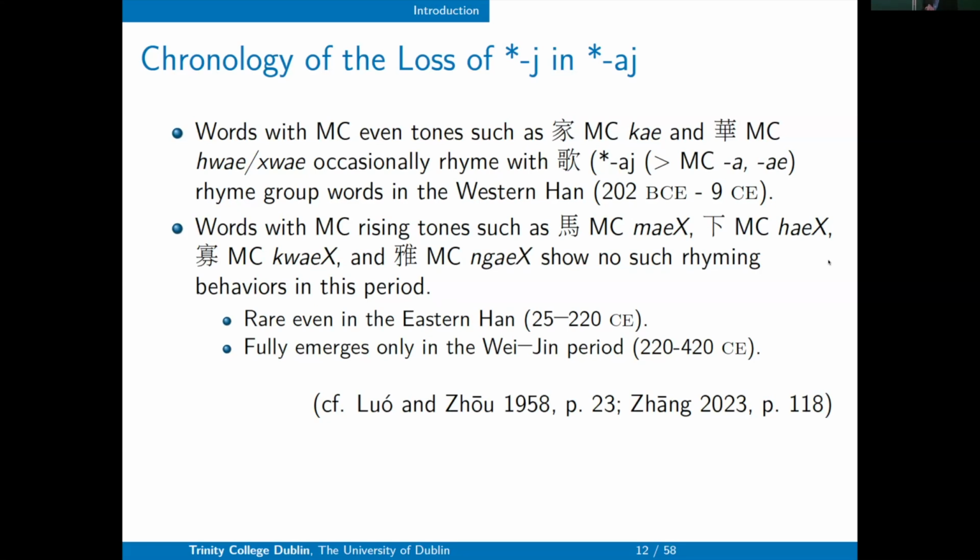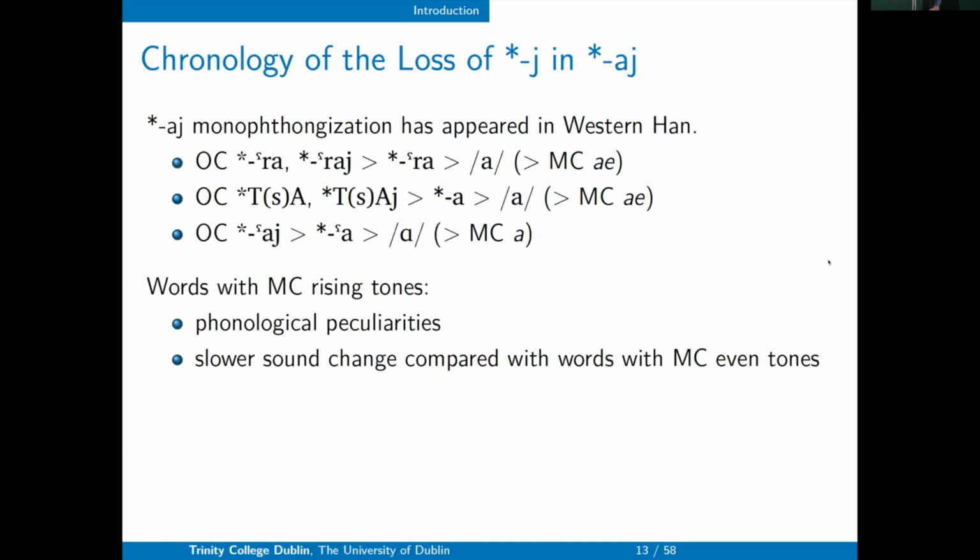However, those words with Middle Chinese rising tones, such as ma, xia, gua, and ya, didn't have such rhyming behaviors in the Western Han, and even rare in the Eastern Han. And its full merger has been seen in the Wei Jin period. So from this information, we can get that the I monophthongization has appeared in Western Han, and it can be rendered into the following three cases.